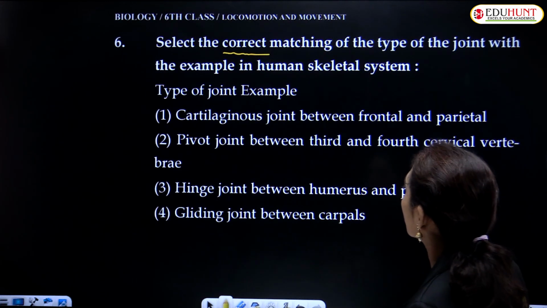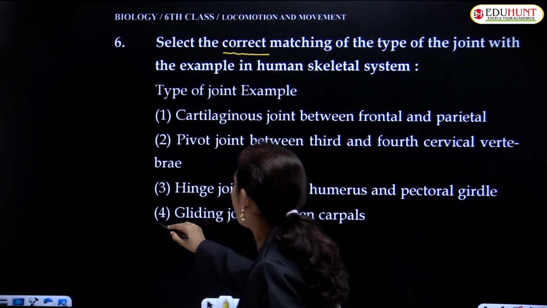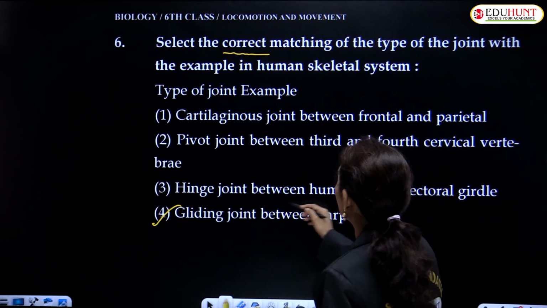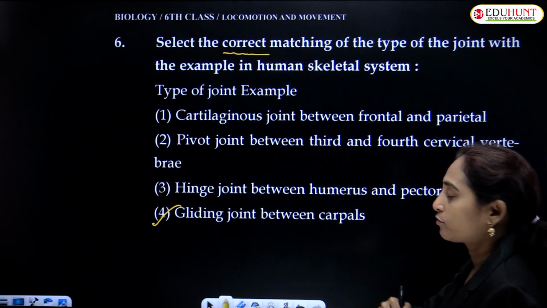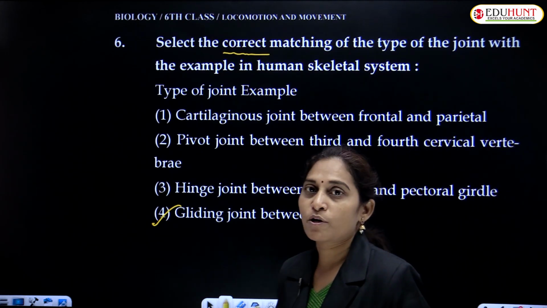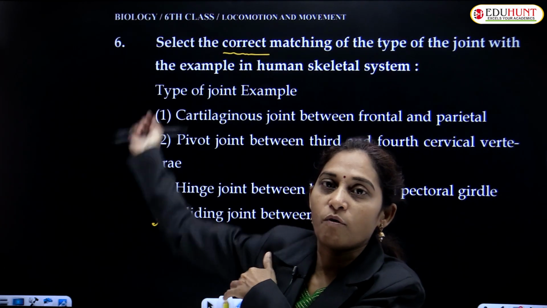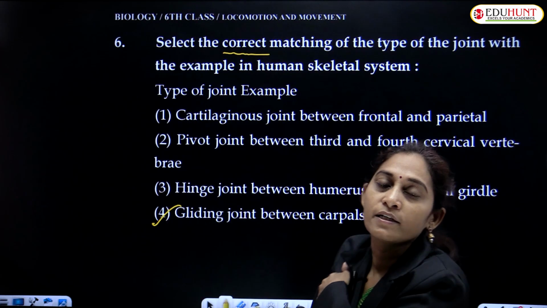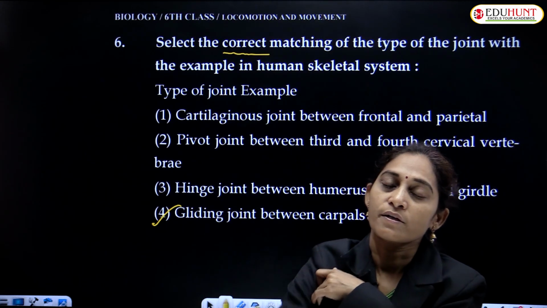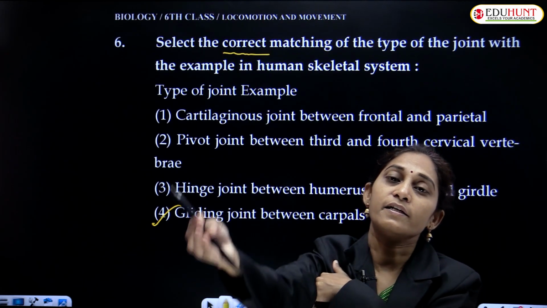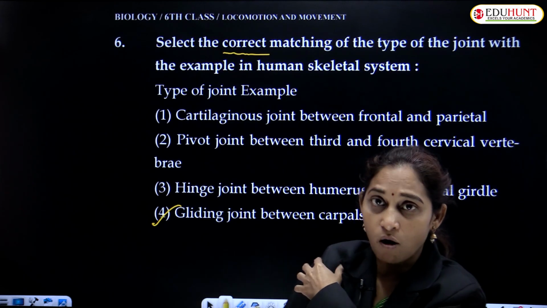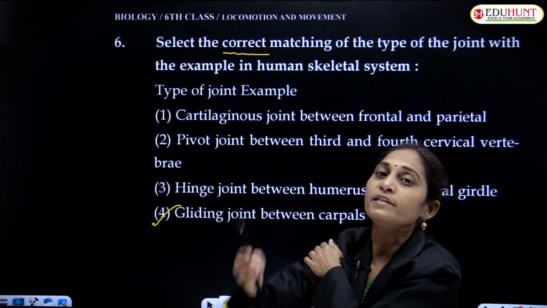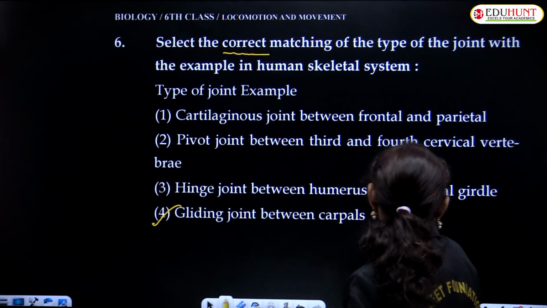The correct option is gliding joint between the carpals, because hinge joint is not present between the pectoral girdle and humerus. It is a ball and socket type of joint, because we are able to move this arm in 360 degrees. We can rotate it 360 degrees because the ball and socket joint facilitates movement around 360 degrees.